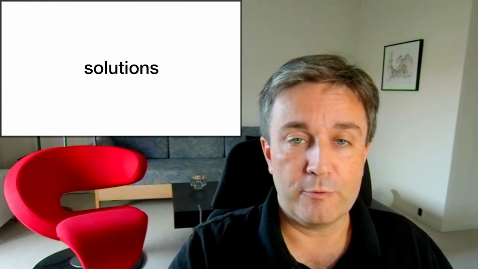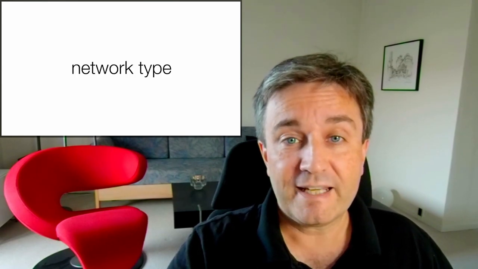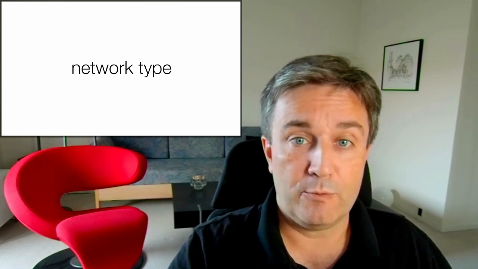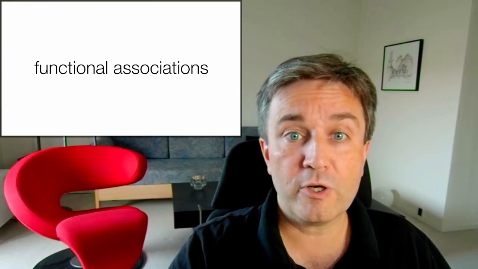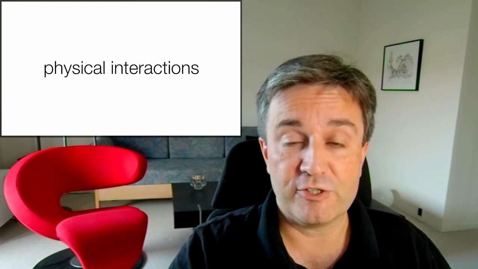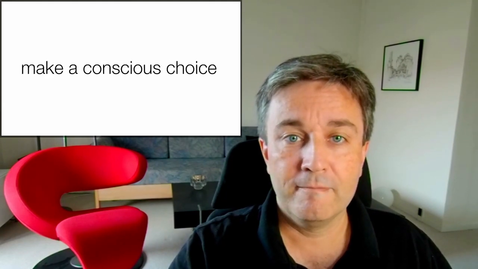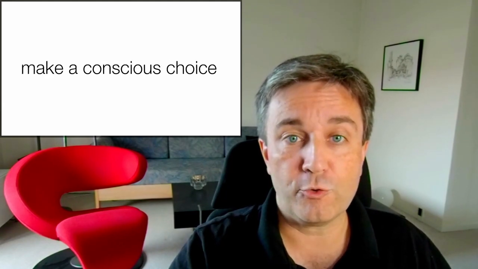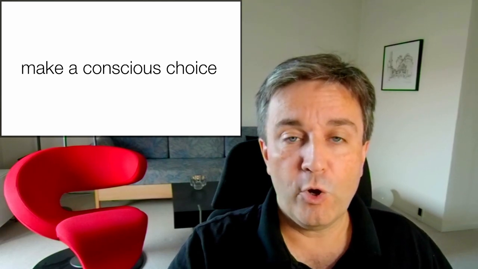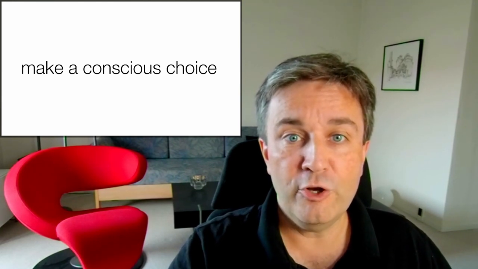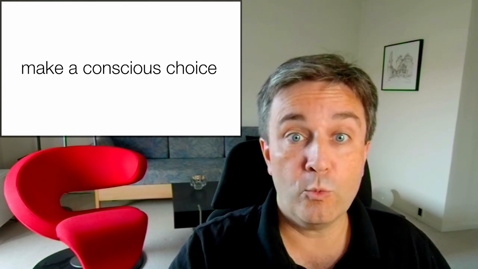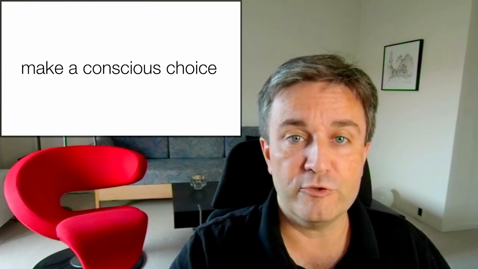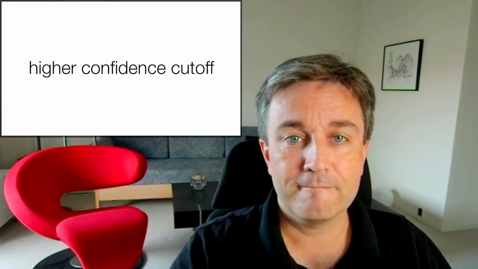So what can we do about this? The first thing is to be aware of the different network types in string. Do you want a functional association network, or do you want perhaps a physical interaction network instead? It's important to make a conscious choice. If you're working with a list of genes where you already know that they all work together, a functional association network will be a hairball and bring nothing new to the table.